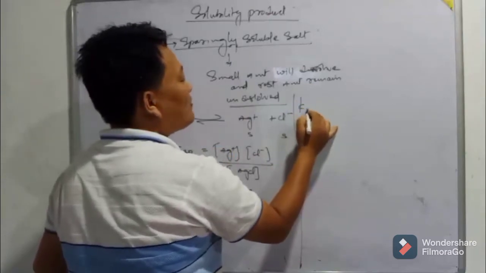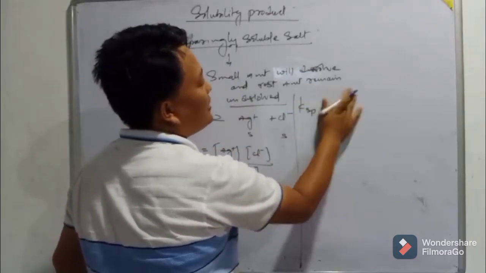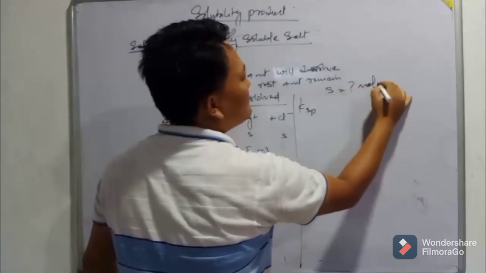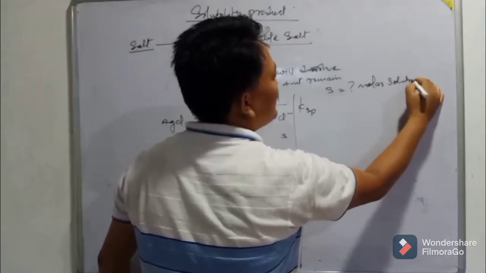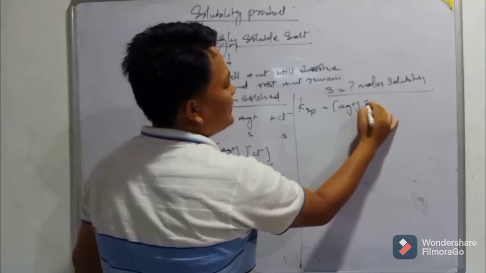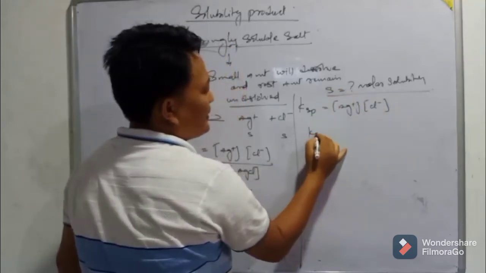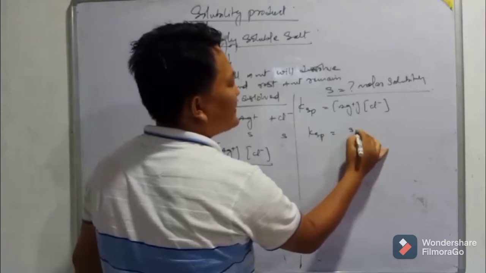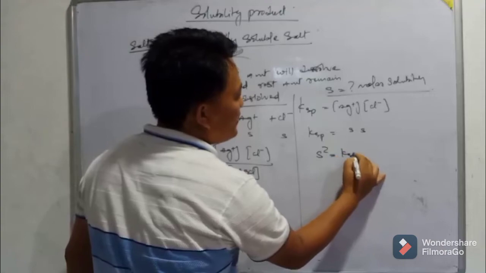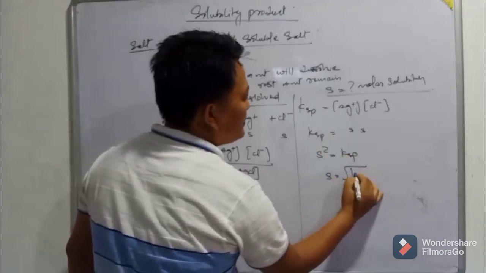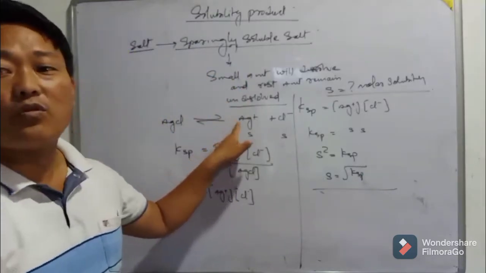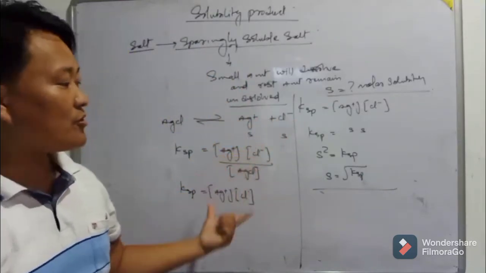Then we can find out the molar solubility. If the question asks to find the molar solubility, what do we have to do? KSP is equal to [Ag plus][Cl minus], so KSP is equal to S times S. Then S square is equal to KSP, then S is equal to root over KSP. This is possible only when the coefficients of both are 1.